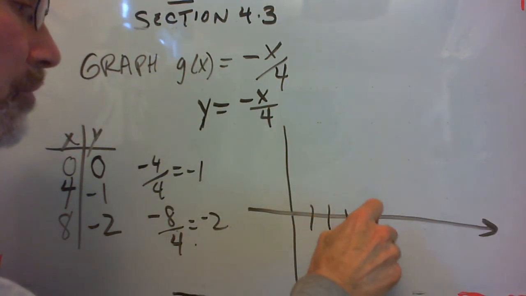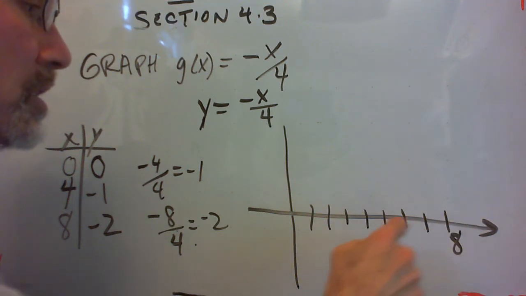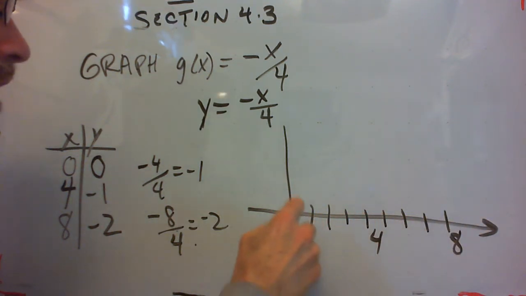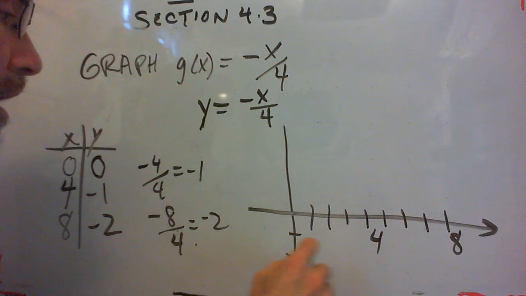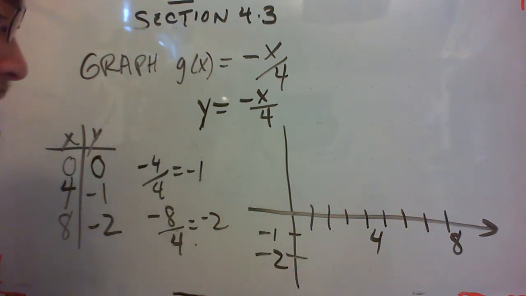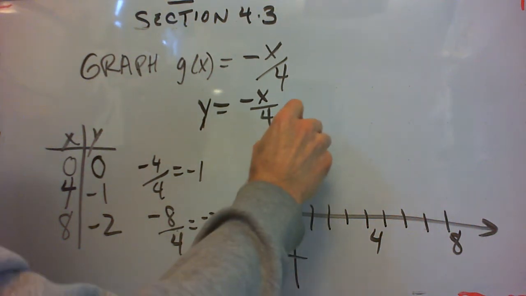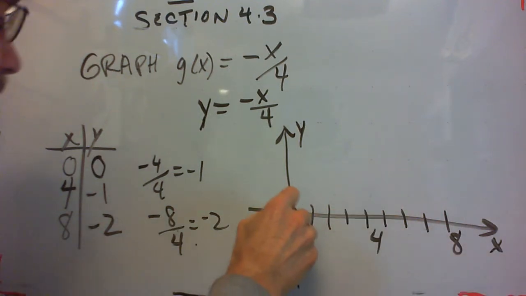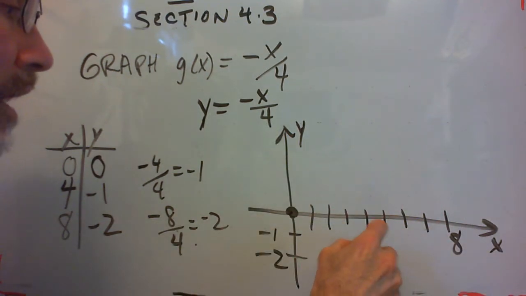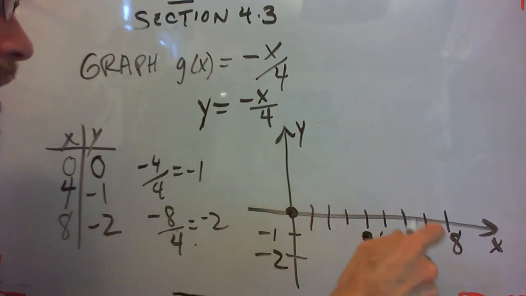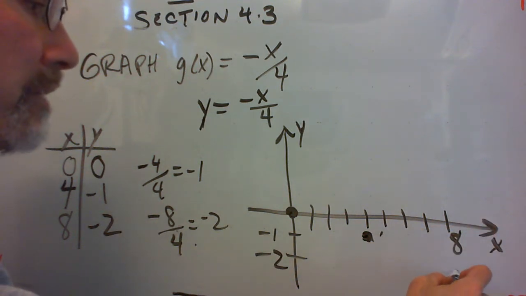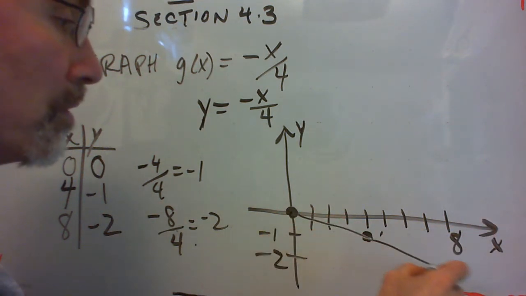So our first point is 0, 0; then 4, negative 1; and then 8, negative 2, and draw our line through.